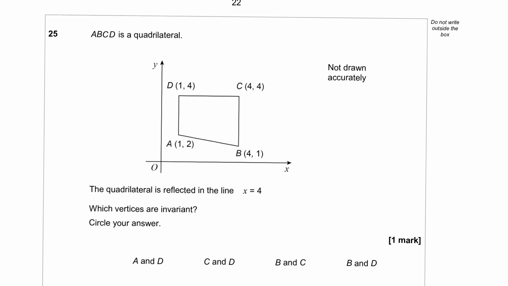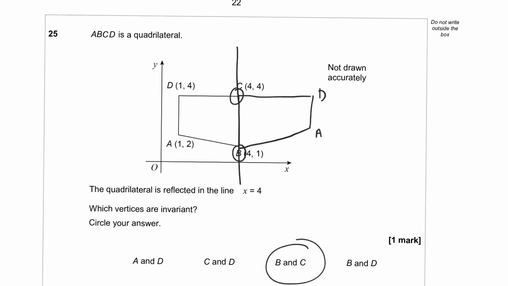So we need to draw our line x is equal to 4, which would be a straight line here. So if we were to reflect it in that line, the only 2 points that are not going to change is our B and our C. Our A and D has changed, so it's those two.